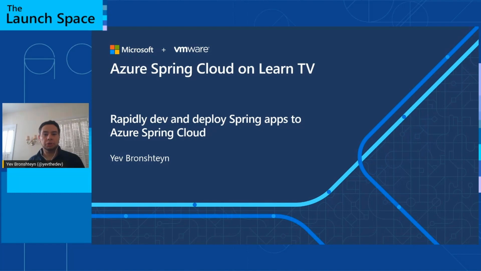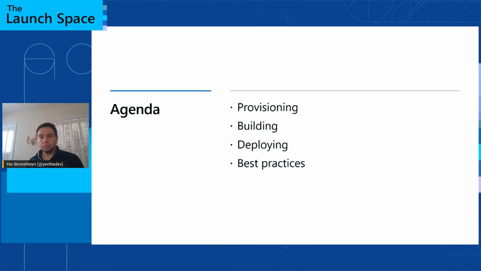Now, in this talk, we're going to be using Azure Pipelines. However, all of the technologies and approaches we're going to talk about are applicable to any other CI/CD tool you might use, such as Jenkins or GitHub Actions. So here's our agenda for today. We're going to talk about making pipelines to provision your application environment, for building your application, for deploying your application to Azure Spring Cloud, and to top it off, we'll cover some best practices.